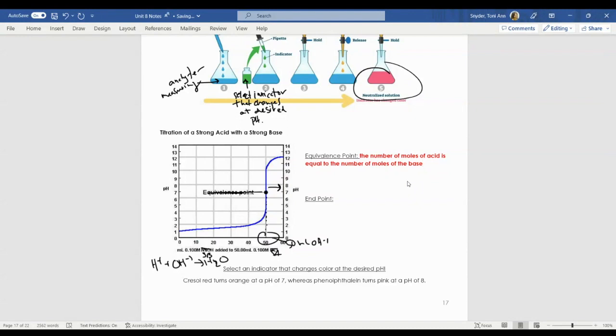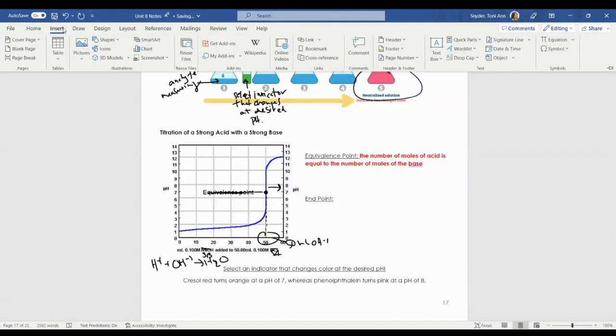And you'll know that you've met your equivalence point when you can find this line that goes straight up and down, when your pH is changing drastically. Normally it's right in the middle of that line that is your equivalence point. And that's when your number of moles of acid is equal to your number of moles of base. And typically that's when the reaction is over. That's when you have a stoichiometrically equal amount of acid and base at your equivalence point.